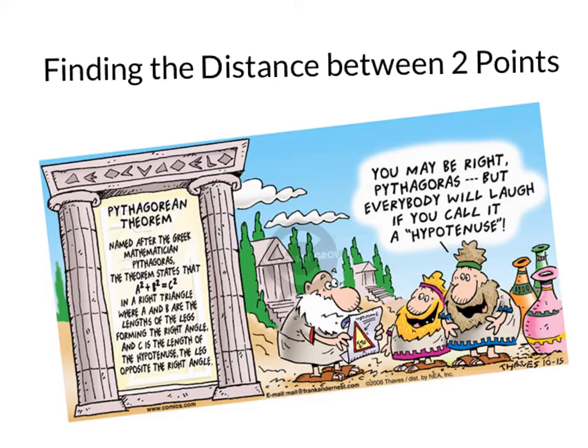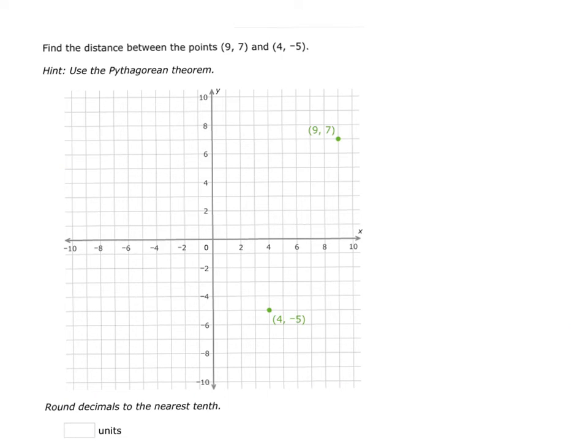All right, let's take a look at a quick practice problem of how to find the distance between 2 points on a coordinate grid. So ideally, we're just going to be utilizing the Pythagorean theorem as we look to find the horizontal distance between the 2 points. So we're going from x is 4 to x is 9, so that's a horizontal distance of 5 units.